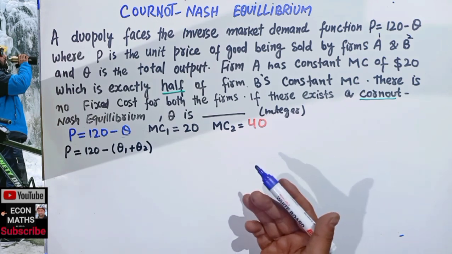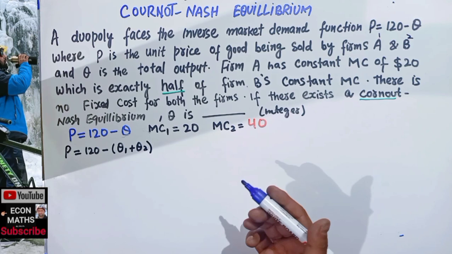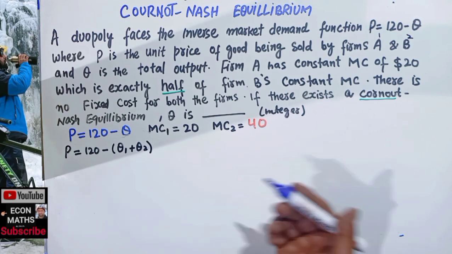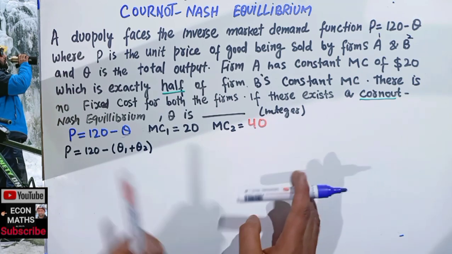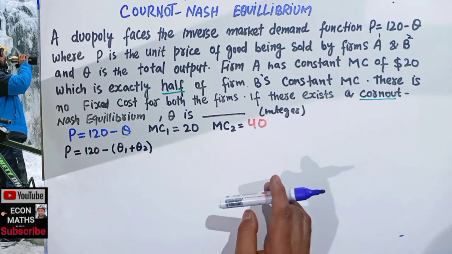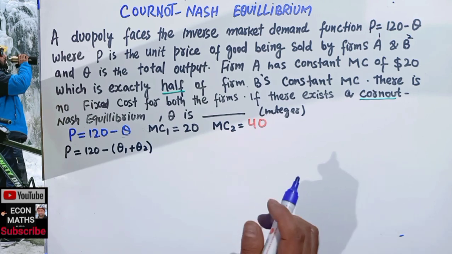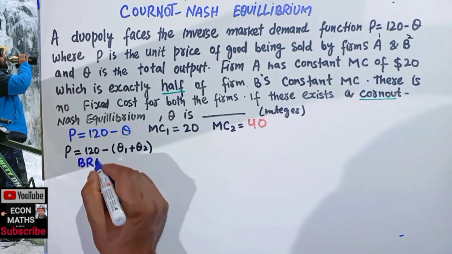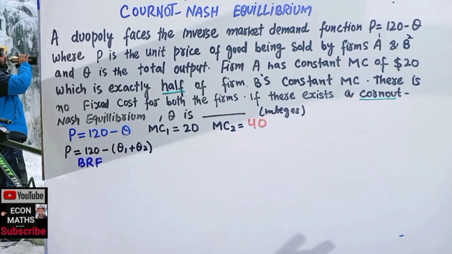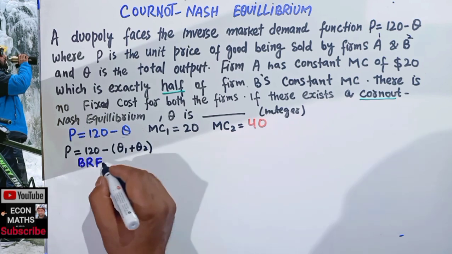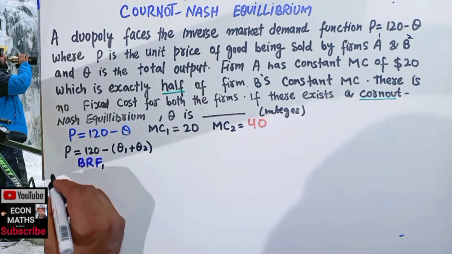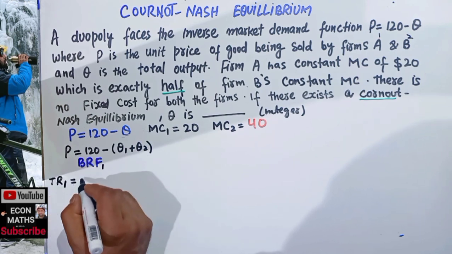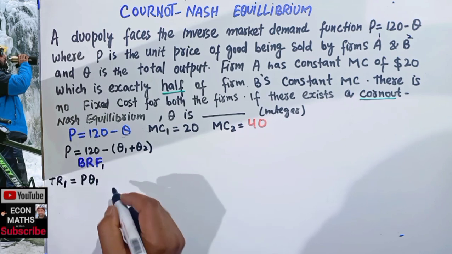Since we have two firms, this is a duopoly model, and we have the Cournot problem here. To solve for Cournot Nash equilibrium, we need to find out the response functions of each firm, that is the best response function of each firm. How do we find the best response function of each firm? Let us first calculate the best response function of firm 1, which is firm A. So first we need to find out the total revenue of firm 1. Let's denote it by TR. That will be equal to P into Q1.